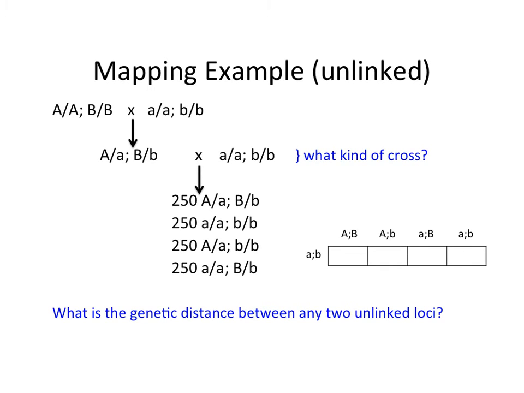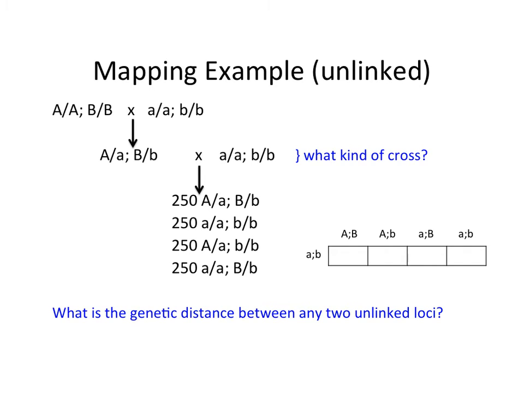Yeah, go ahead. Wouldn't that just be testing independent assortment if they're unlinked? And then if they were linked, it would be crossing over? Right. So in the case where we know in advance these genes are on separate chromosomes, how much linkage do you expect to see? There's no linkage. So you expect to see, and this is a question that I left you with at the end of the last class, if there's no linkage, what fraction of the gametes are recombinant and what fraction are parental. So that's what we're going to do right now, is figure that out.